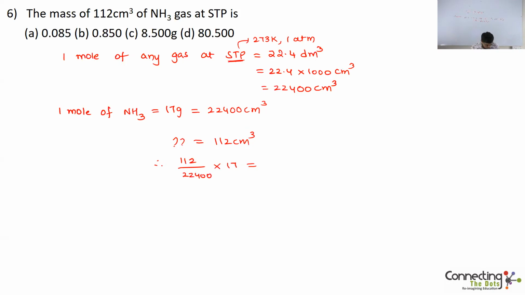So 112 multiplied by 17 is equal to this much divided by 22,400. So I'm getting 0.08085 grams. So this much of ammonia will constitute this many ml. So the answer will be 0.085. So that will be the answer for the 6th question. Let us look at the next question.